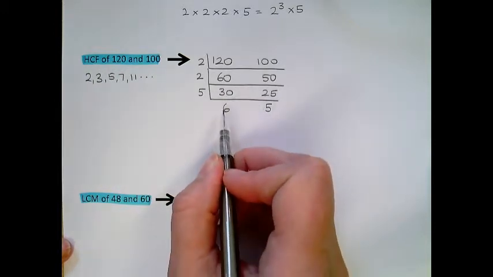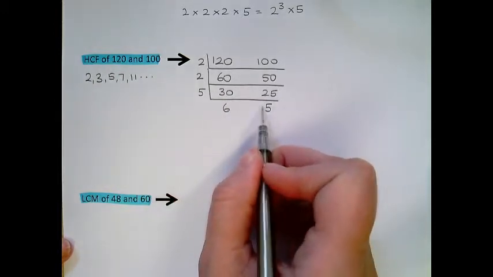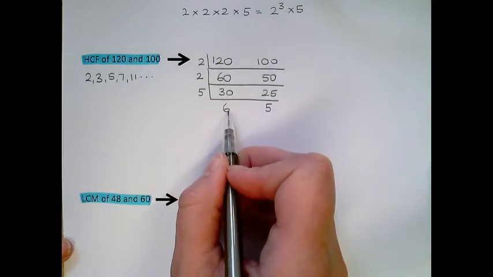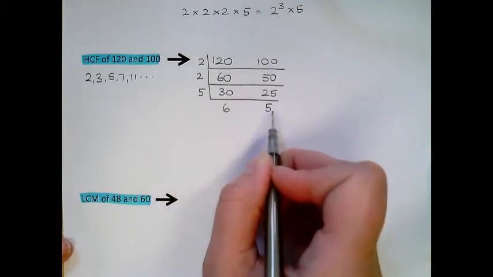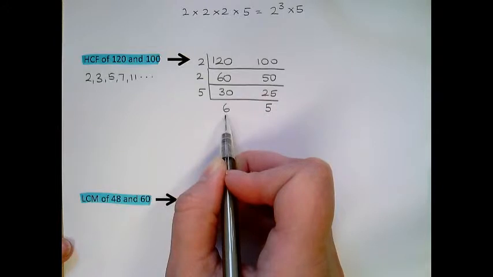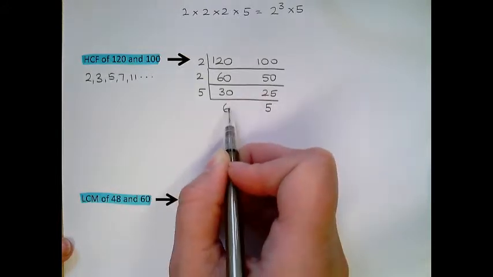You don't necessarily have to end up with prime numbers here at the bottom. We've only got one prime number. 6 isn't a prime number. So it's not that you go until you've got prime numbers at the bottom. You go until there's nothing that these numbers have in common that they both divide by.